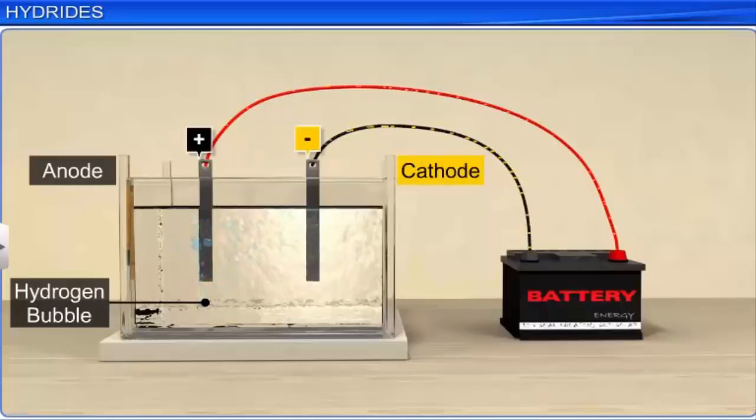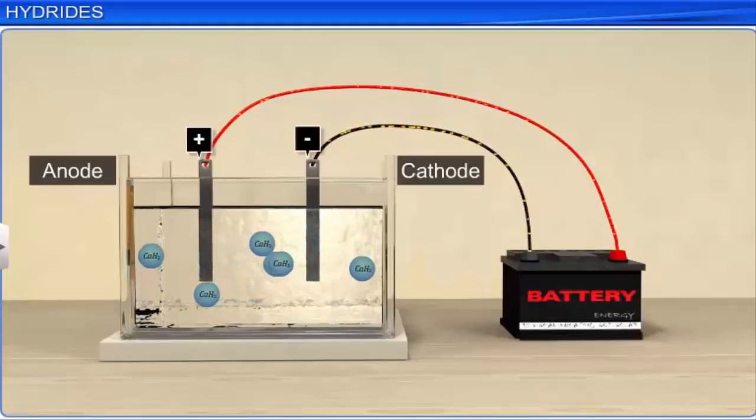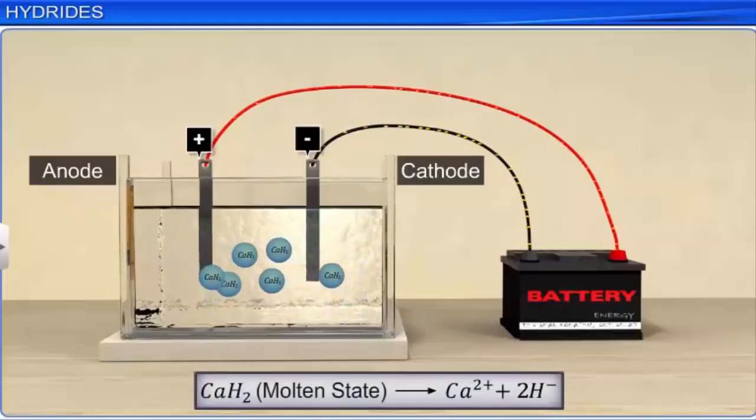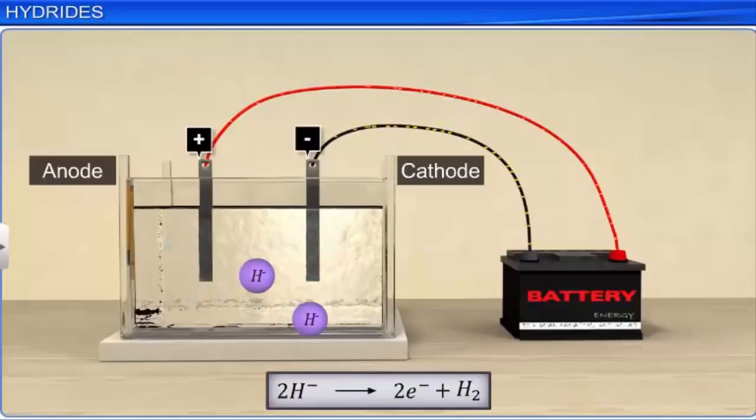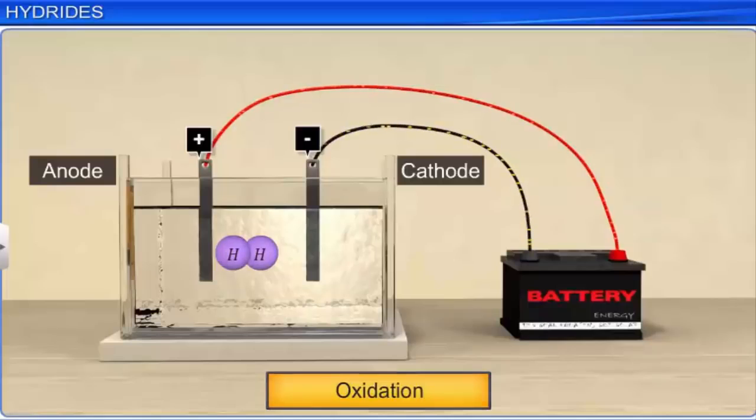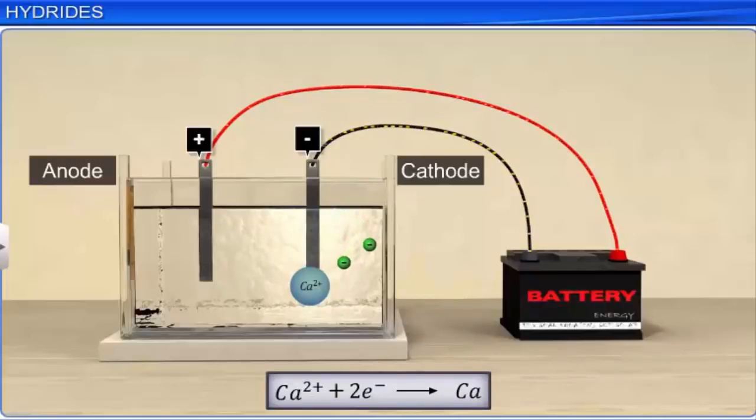Let's study this using calcium hydride as an example. On passing current through molten calcium hydride, the compound dissociates into calcium 2+ ion and hydride ion. At the anode, each of the two hydride ions combine to liberate dihydrogen gas and 2 electrons. This is an oxidation reaction. At the cathode, each calcium 2+ ion accepts 2 electrons to give calcium. This is a reduction reaction.